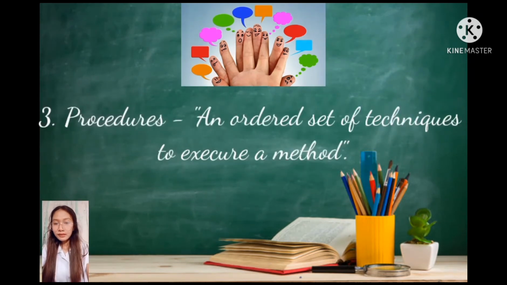So the next one is procedure. Procedure is an ordered set of techniques to execute a method. Procedures are the step-by-step measures to execute a method. These step-by-step measures are called techniques and will be discussed next.